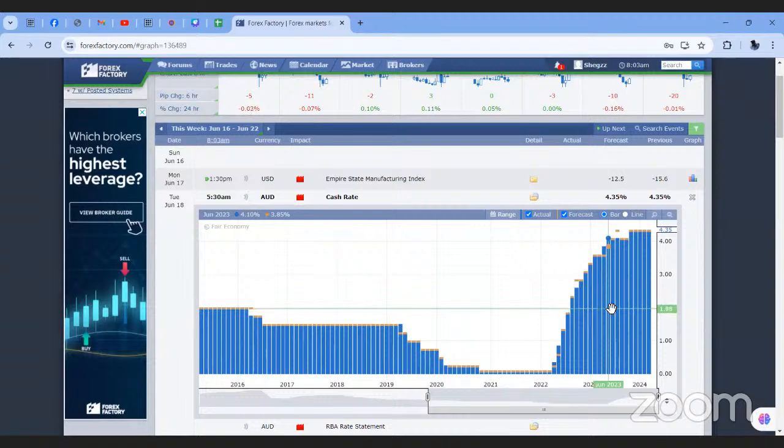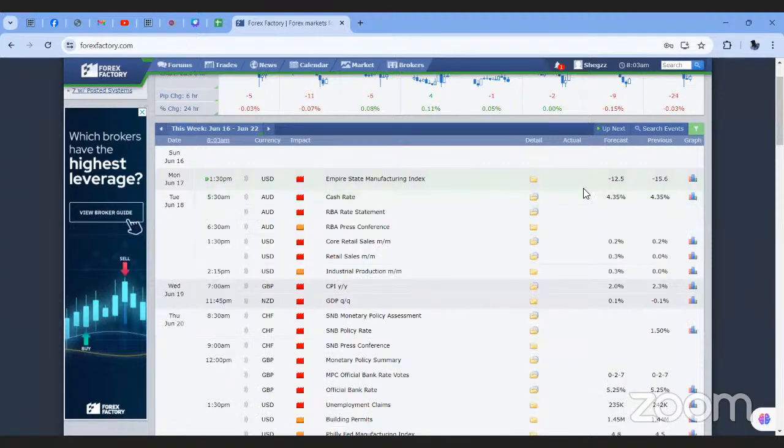2023, it rose to around 2 point something. And now in 2024, for the last 4 months, it has been constant at 4.35. You can see it, 4.35 number. So it means that this rate will most likely remain constant at 4.35, which means that you can as well even buy AUD even before the news. That's another way to look at it.